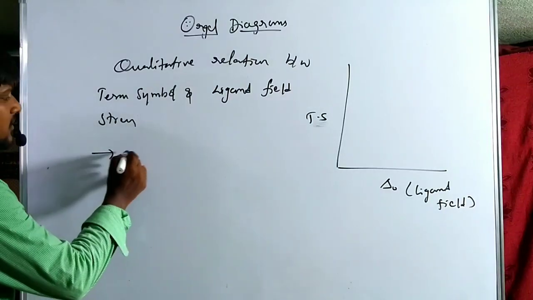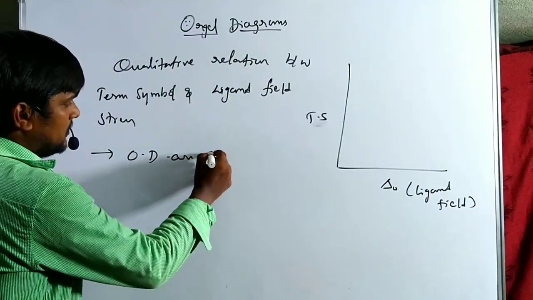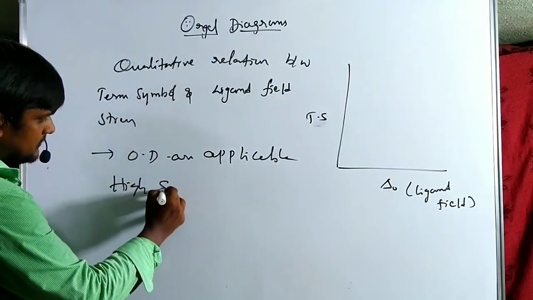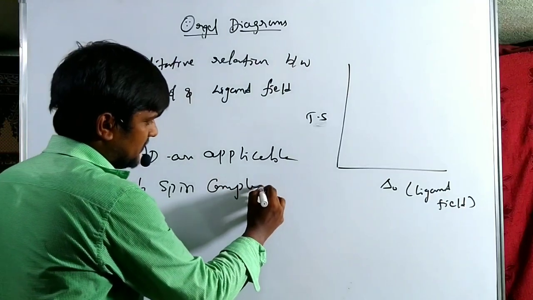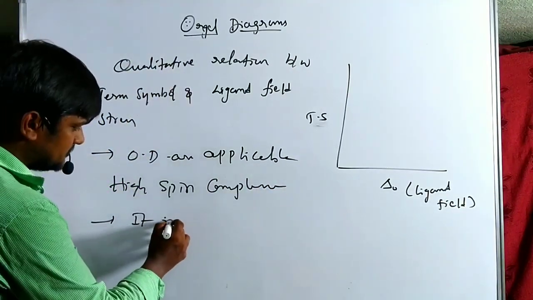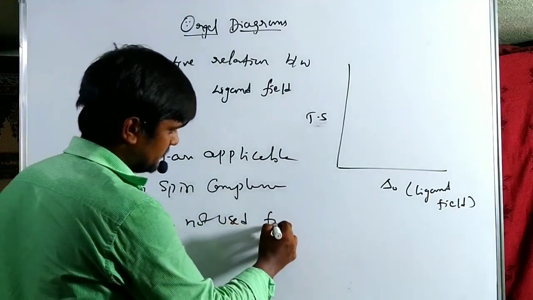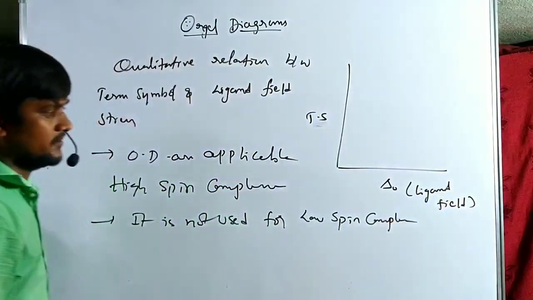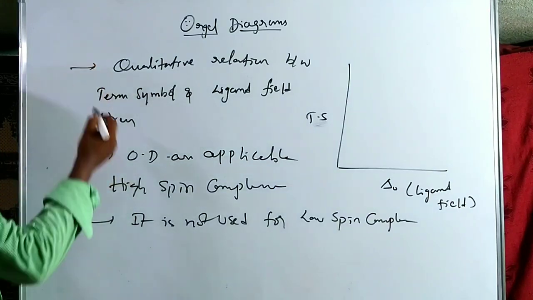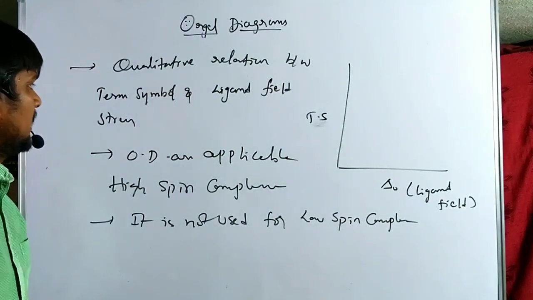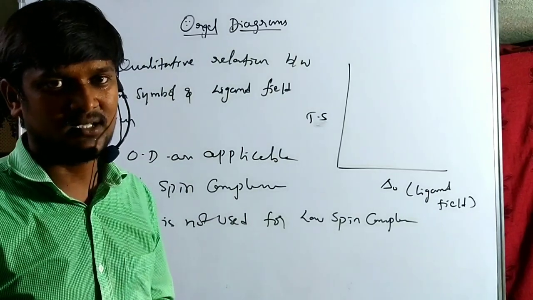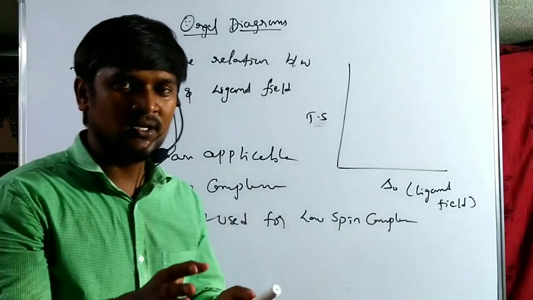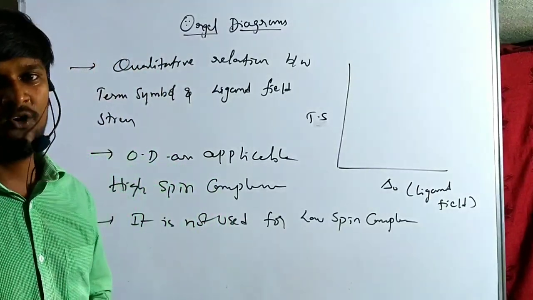Generally, orgel diagrams are applicable for high spin complexes. It is not used for low spin complexes. So these three points are very important. The qualitative relation between the term symbol versus ligand field strength is nothing but the orgel diagram. The orgel diagram is applicable for only high spin complexes. It is not used for low spin complexes.